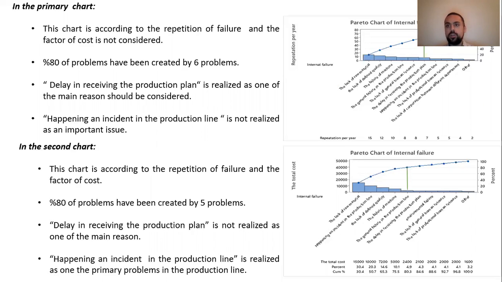So if you want to draw a Pareto chart, I recommend you to involve the cost too, because it gives you a realistic vision regarding your problems, and you can have a logical understanding regarding the reason of your problems.